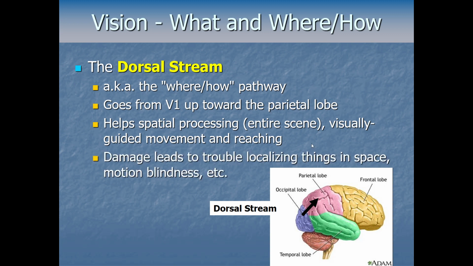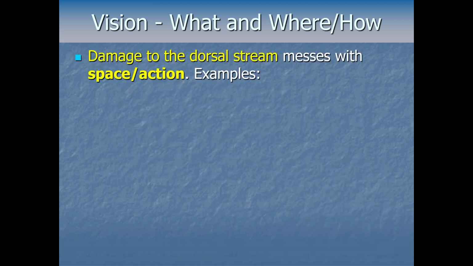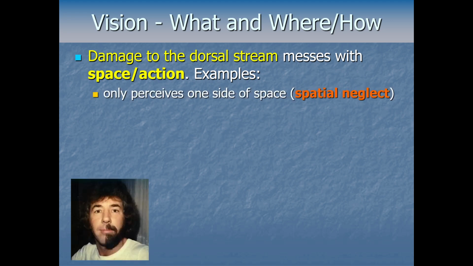Now that means damage to the dorsal stream is going to lead to trouble with spatial stuff, with where or how tasks. So like trouble localizing things in space, not being able to see movement and stuff like that. I'll give you some examples. Damage to the dorsal stream is going to mess with either space or directly acting within space, like reaching out and grabbing things within space. That's dorsal stream.